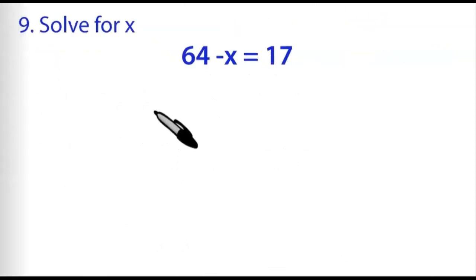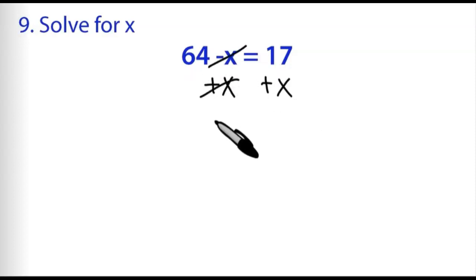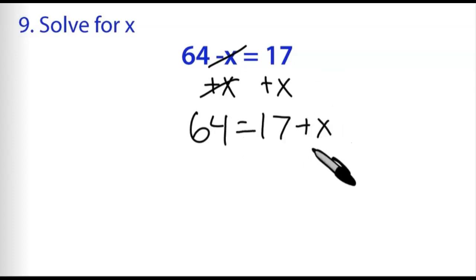For problem 9, we have 64 minus x equals 17. So in this case, I'm just going to show you the way we did it in the video. And we're going to add x to both sides. On this side, the minus x and the positive x cancel out, leaving 64. And we have 17 plus x.